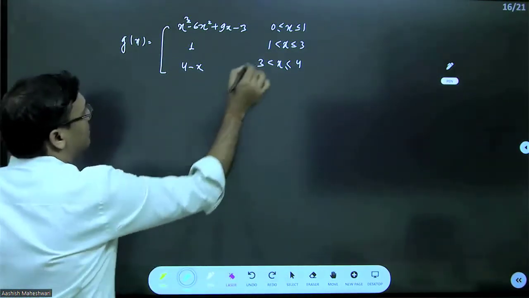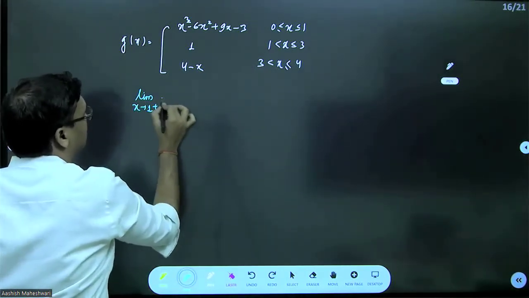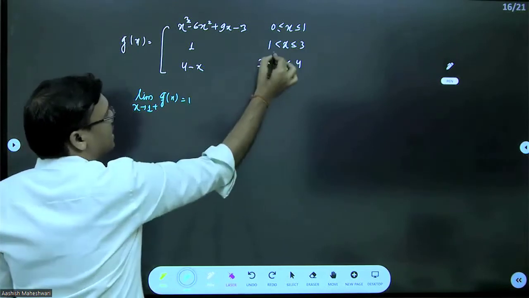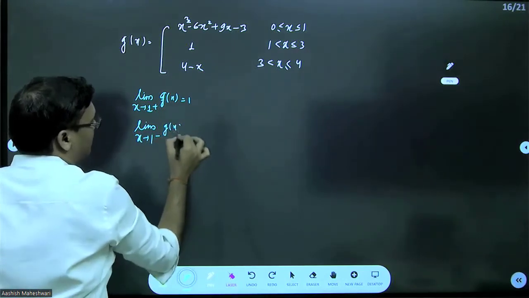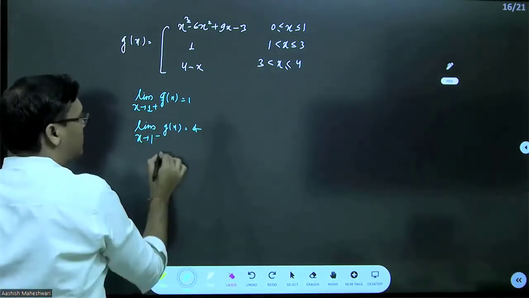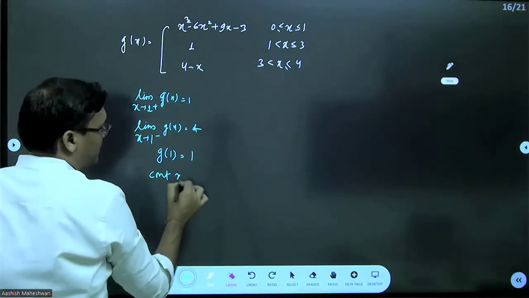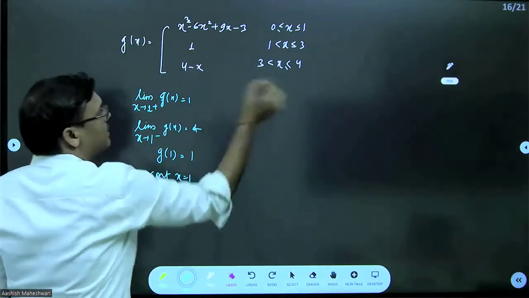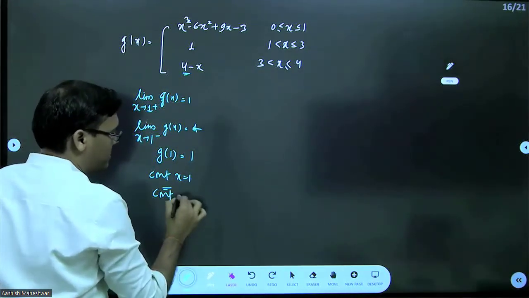Now you see here, what is the limit as x approaches 1 plus? The limit of g(x) as x approaches 1 plus is equal to 1. What is the limit as x approaches 1 minus? On 1 minus we have this function, we already checked, this is also equal to 1. And g(1) is also equal to 1. That means this function g(x) is continuous at x equal to 1. Similarly at 3 you can check, at 3 minus the limit is 1, at 3 plus the limit is also equal to 1. So at x equal to 3 also the function is continuous.